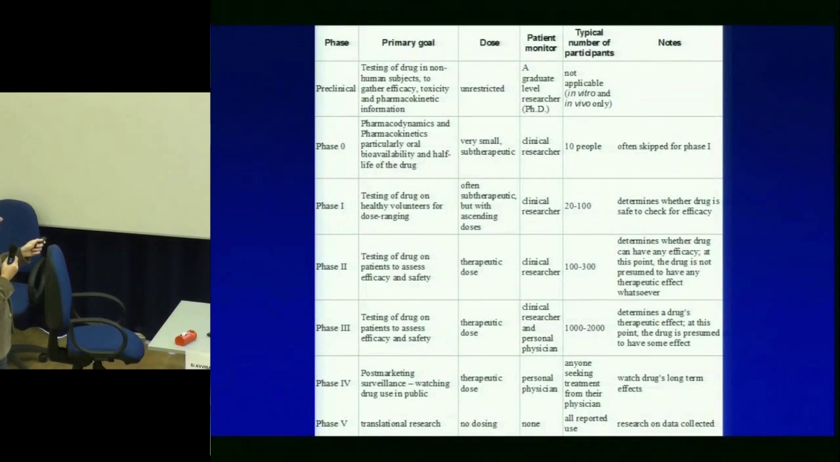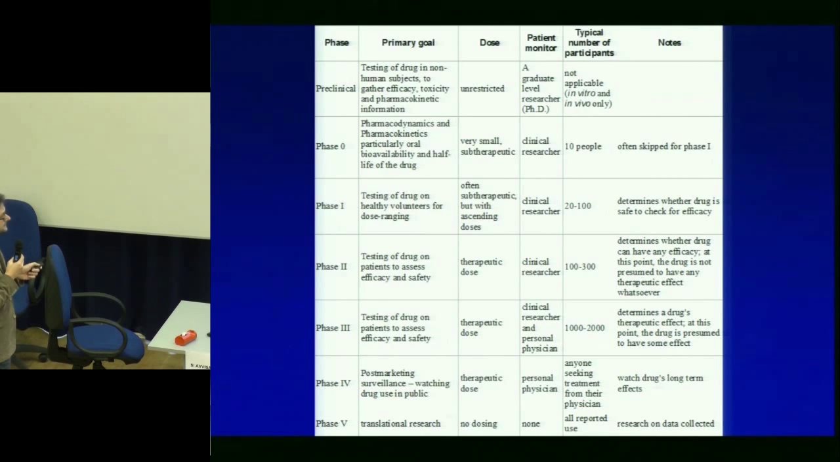What do we mean by phase 1, phase 2, phase 3, phase 4, phase 5? Phase 5 and phase 4 are post-marketing, and the main aim is to identify rare adverse events. Preclinical is just to see that there is no toxicity, and to gather pharmacokinetics and pharmacodynamics information. Phase 0 is sometimes done in a very small number of people. Phase 1 is on healthy volunteers, a small number of people. Phase 2 is on patients, so with a disease, to test both efficacy and safety.